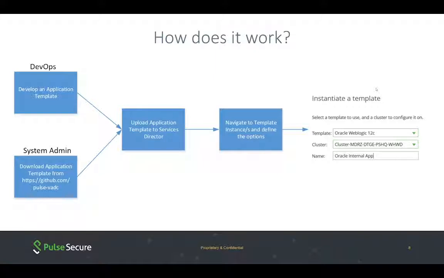In this diagram, it allows the DevOps or system admin to modify or create new application templates from scratch to be uploaded to the Services Director. Once uploaded, it gives the Services Director the option to deploy to any monitored traffic manager in the network. In this diagram, we're using Oracle WebLogic 12c as a template that was uploaded to Services Director. The cluster is the name of the traffic manager, and the name is the application name that you can define during the initiation of the template.